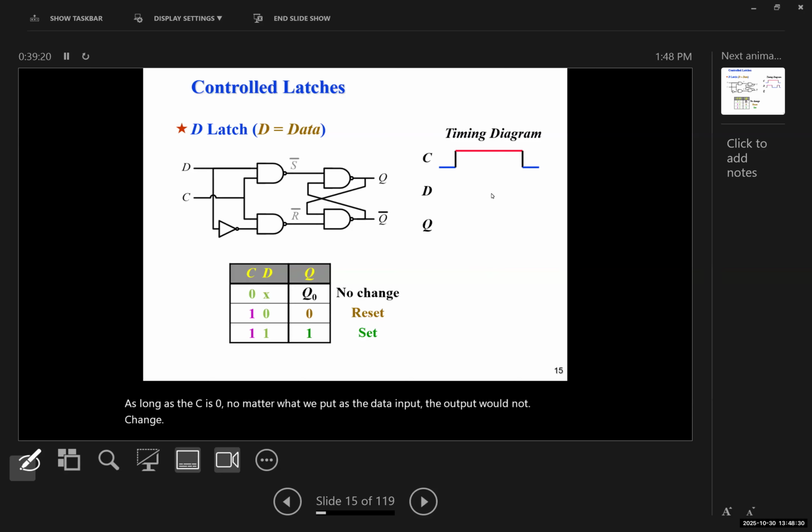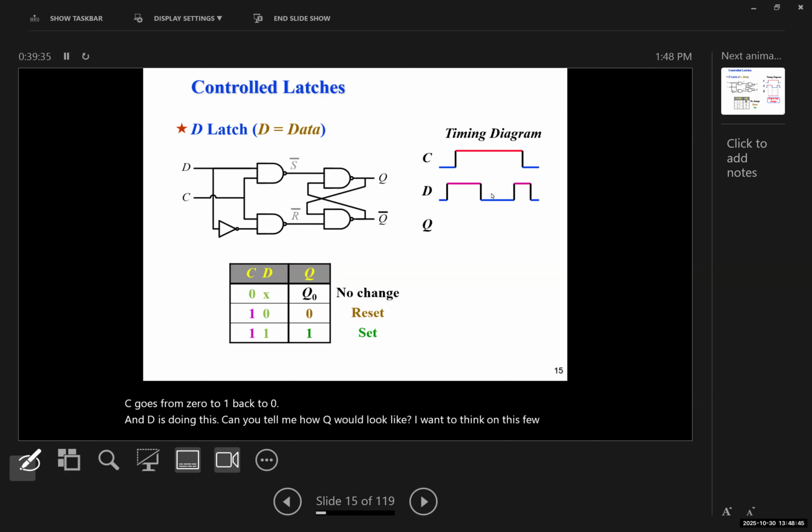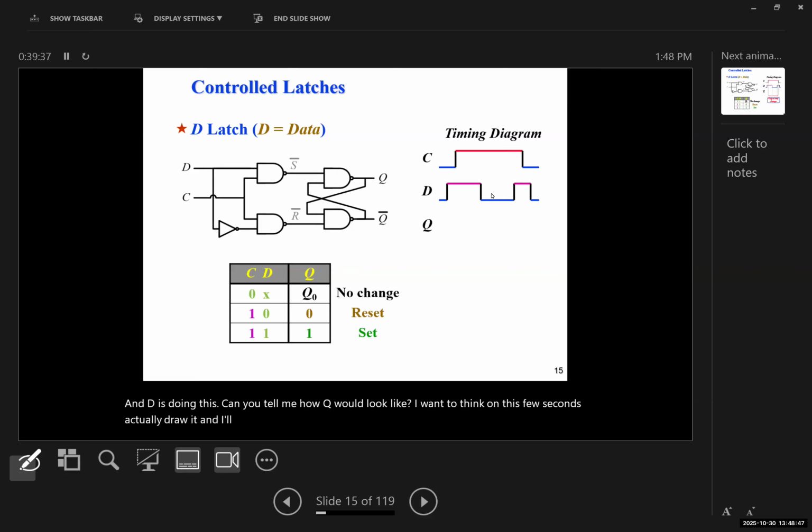Now let's do it for another example. Now here, C goes from 0 to 1 back to 0, and D is doing this. Can you tell me how Q would look like? I want you to think on this for a few seconds. Actually draw it, and I'll give you a minute or two to think on this, and then I will solve it. So the clock looks like this, and the D is changing from 0 to 1, back to 0, and then again 1.